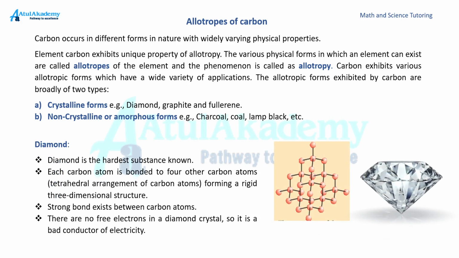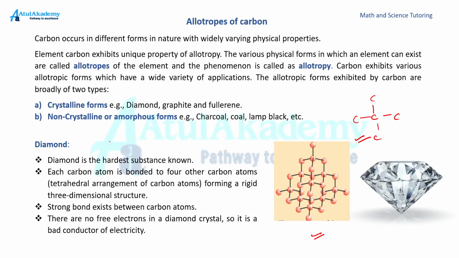We all know diamond very well, the most popular substance which is used in making jewelry. It is the hardest known substance. If you see the 3D rigid structure here, one carbon is connected to four carbon atoms. So each carbon is bonded to four carbon atoms. It is making a rigid 3D structure, which means a very strong structure. The bond between carbons is very strong. There are no free electrons here, so diamond doesn't conduct electricity. So this is about diamond, the first allotropic form of carbon.